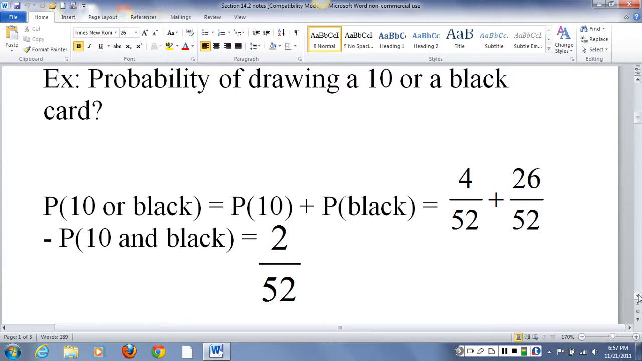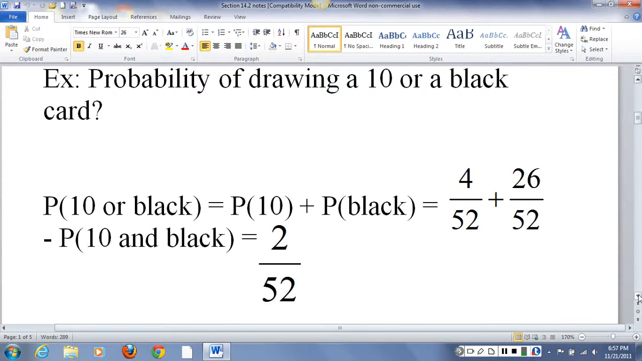So again, the probability of drawing a 10 is 4 out of 52. There are 4 10s in a deck. The probability of drawing a black card in a deck of 52 cards is 26 out of 52. Half the deck is black, half the deck is red. How many cards are both a black card and a 10 card?